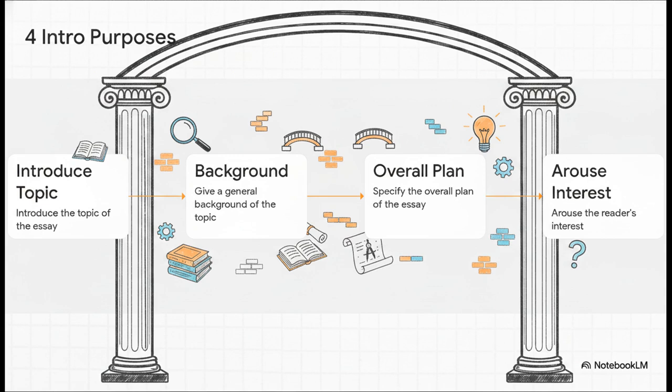Number 1, you've got to introduce the topic. Obviously, right? Number 2, you need to give a general background on that topic. Number 3, specify your overall plan for the essay. And number 4, arouse the reader's interest. That's it. Introduce, background, plan, and interest. Those are your core architectural requirements.